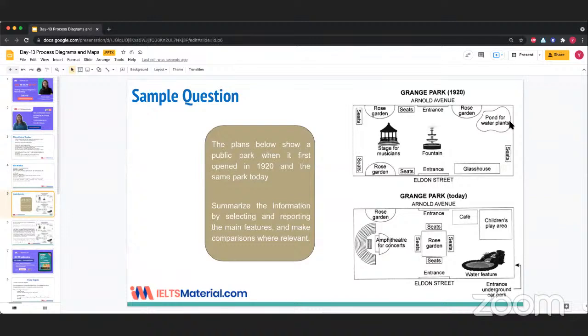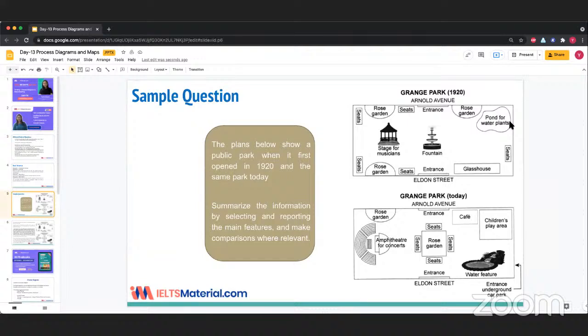If you see, the first map is talking about Grange Park of 1920. And the next map is talking about Grange Park, which is about today, the present condition. So when you would be describing about the map of 1920, you would be using past tense. When you would be describing about today's condition, it will be present tense. I'm not asking you to describe everything. I just want the main features.